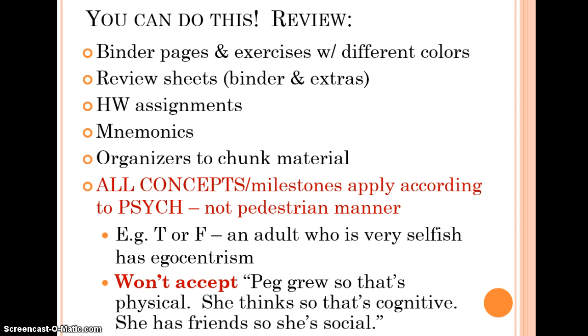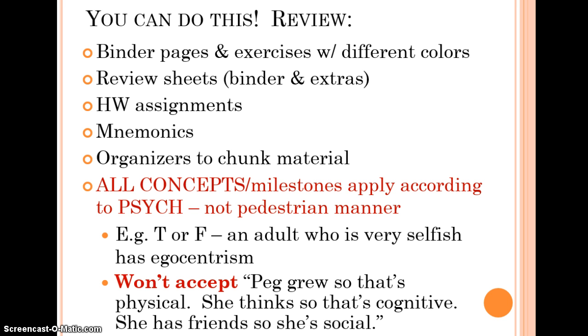So for example, true and false, an adult who is very selfish has egocentrism. Hopefully you can tell me that that is false, because yeah, they might be egocentric, full of themselves, but egocentrism is a specific Piaget concept that happens when children can't take somebody else's perspective. And so, you need to apply it the way the theorist would.